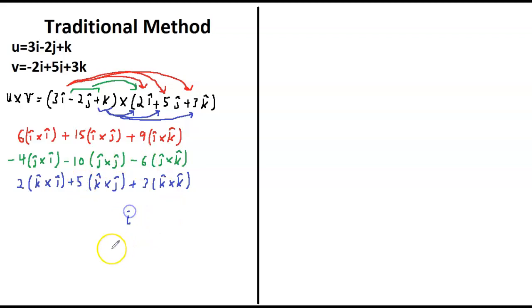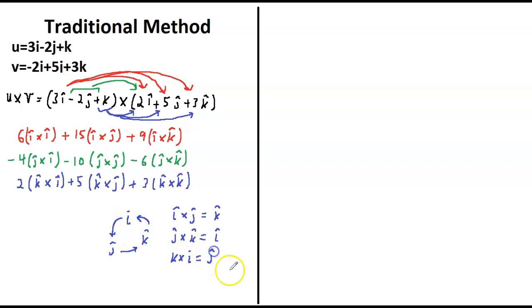Now, to simplify this, I like to think of this kind of circular counterclockwise motion. So if we move counterclockwise, i cross j, we continue to move counterclockwise. That produces the k. Continuing like this, we have j cross k gives us the i, moving in that counterclockwise direction. Then k cross i gives j. So you kind of go in a loop.